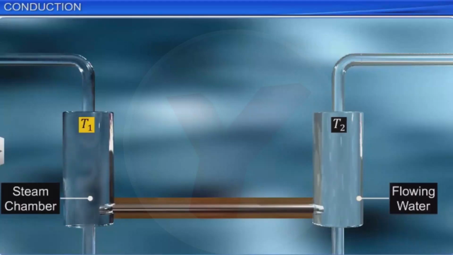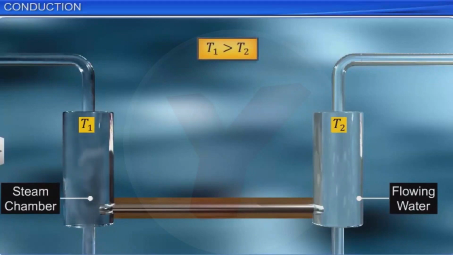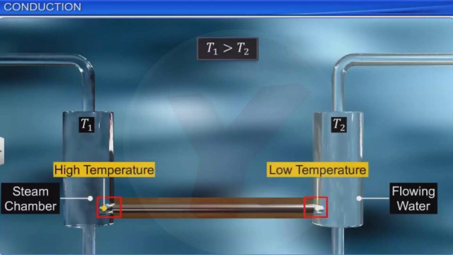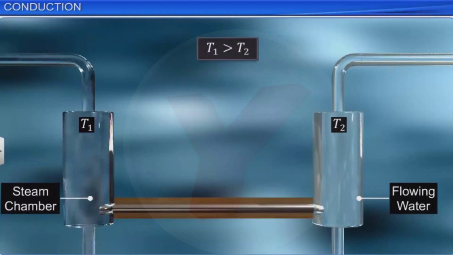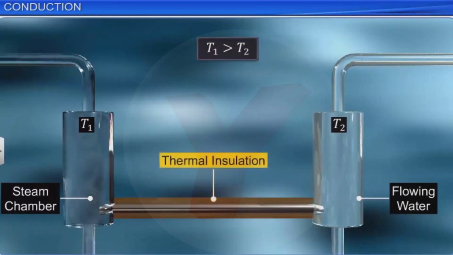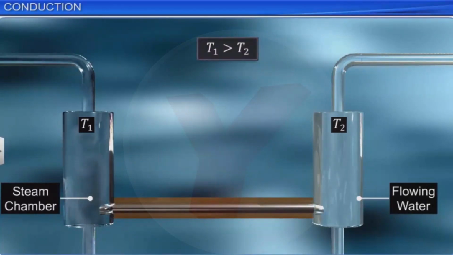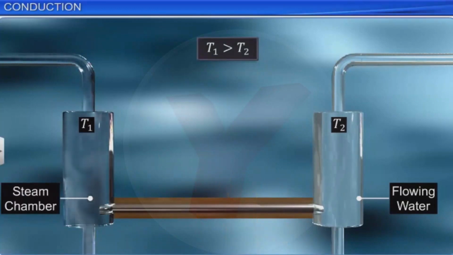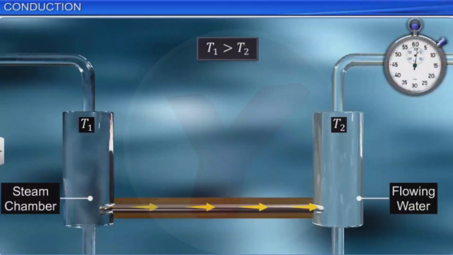Temperatures T1 and T2 are maintained in such a way that T1 is greater than T2. The end of the rod where the temperature is T1 is hotter than the other. Let us also assume that the rod is fully insulated and there is no loss of heat to the surroundings. Heat starts flowing from the hot end to the cold end, and after some time, there will be a steady flow of heat through the rod.